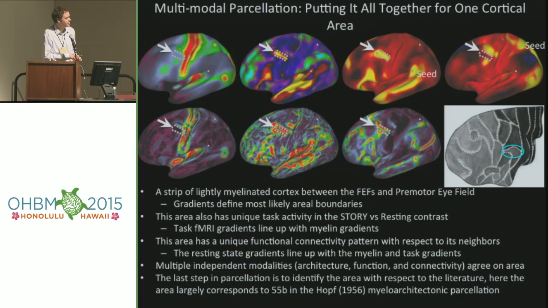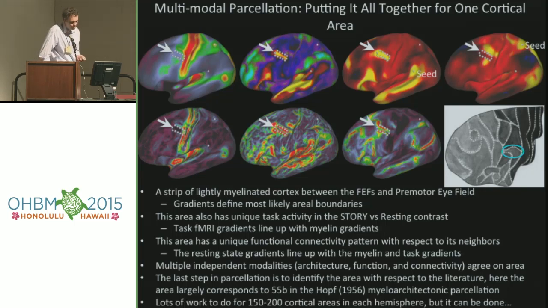And so this is actually one of the first, actually the first myelin map where they tried to map out myelin density and show it on the surface. And this is based on histology and a painstaking drawing. But we could see this area here has slightly less myelin content than its neighbors on either side, which makes it a good candidate for being the same as what we see in the imaging data. So lots of work to do for 150 to 200 cortical areas in each hemisphere, but it can be done.